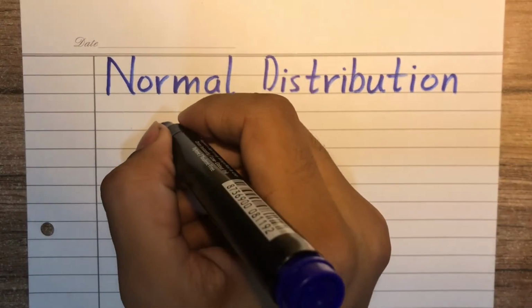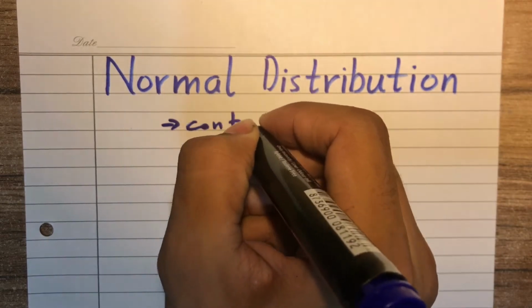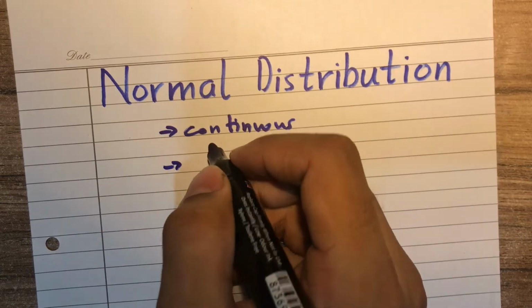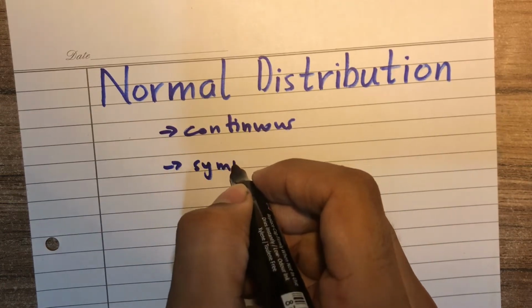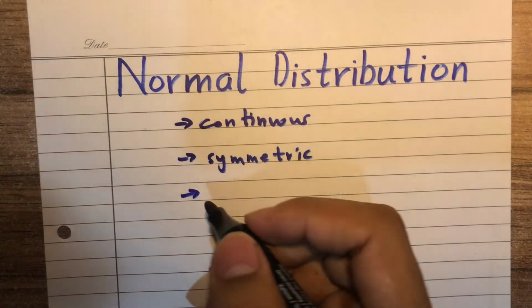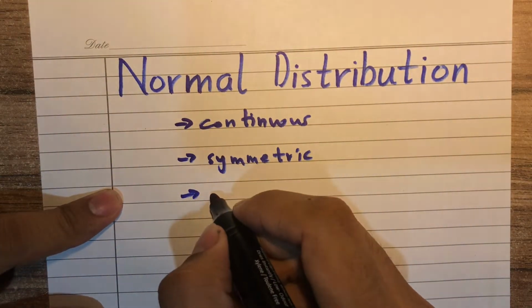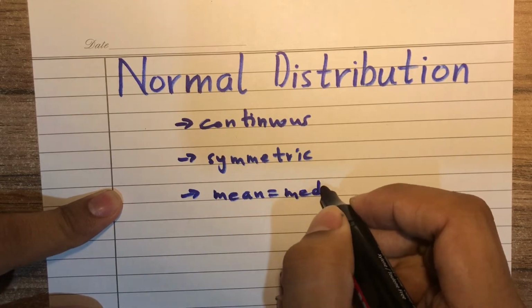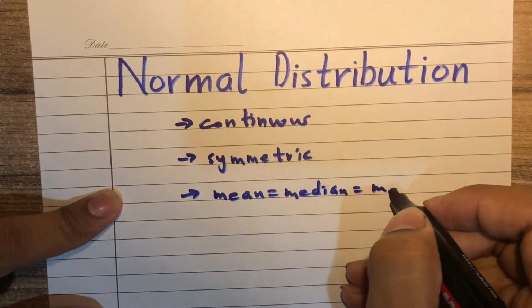Earlier we did the binomial distribution and the geometric distribution, which were related to discrete data. Now the normal distribution is for continuous data. Also the data should be symmetric. And lastly, because it's symmetric, the mean is equal to the median is equal to the mode.